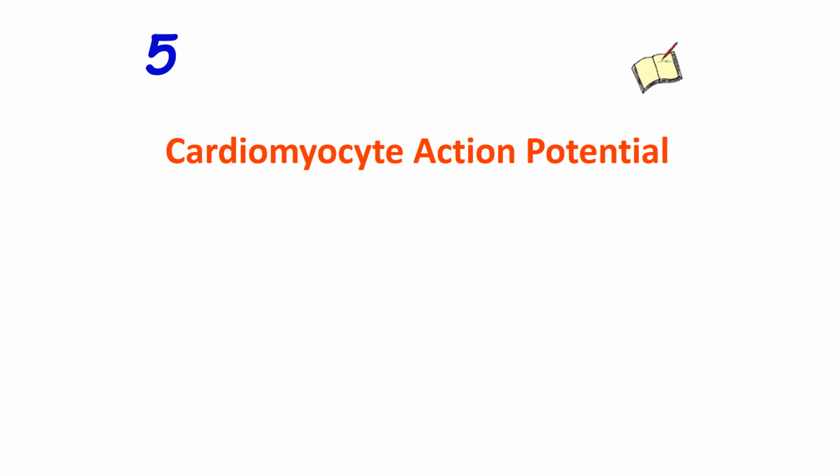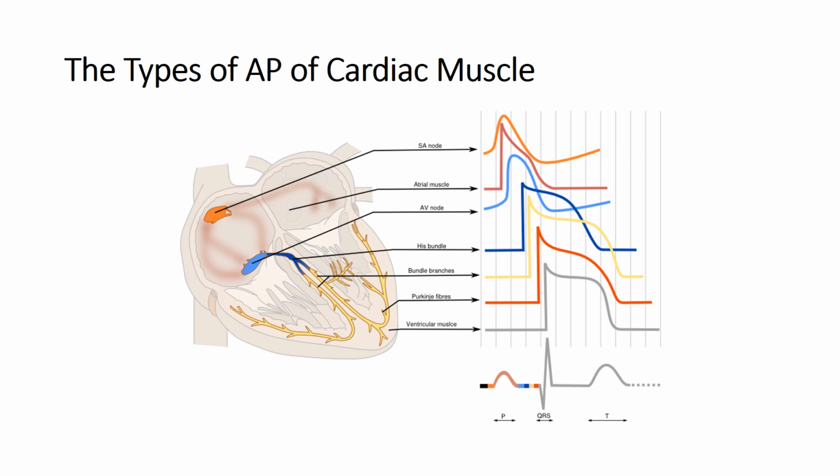Question number 5. Cardiomyocyte action potential. The types of action potential, AP, of cardiac muscle are very different. But there are two main types. The cardiac action potential is a brief change in voltage, membrane potential, across the cell membrane of heart cells.